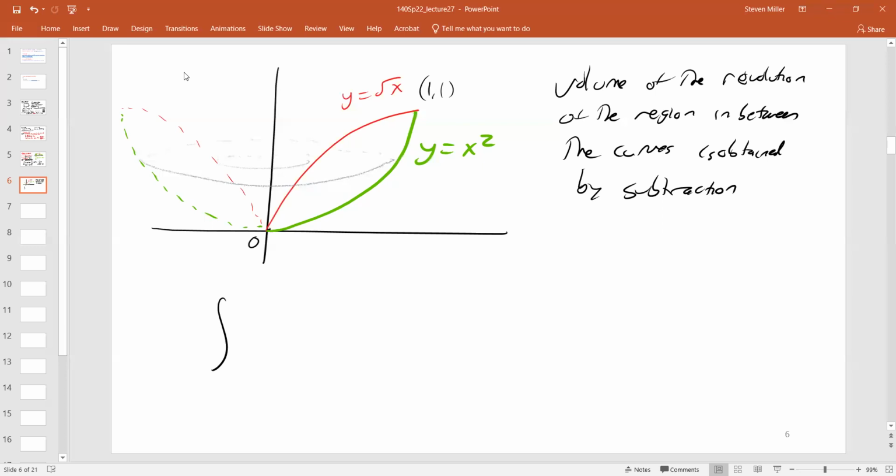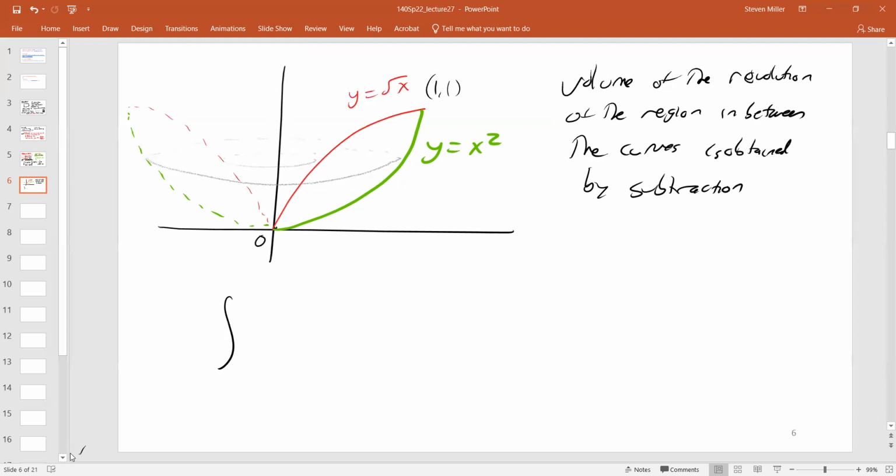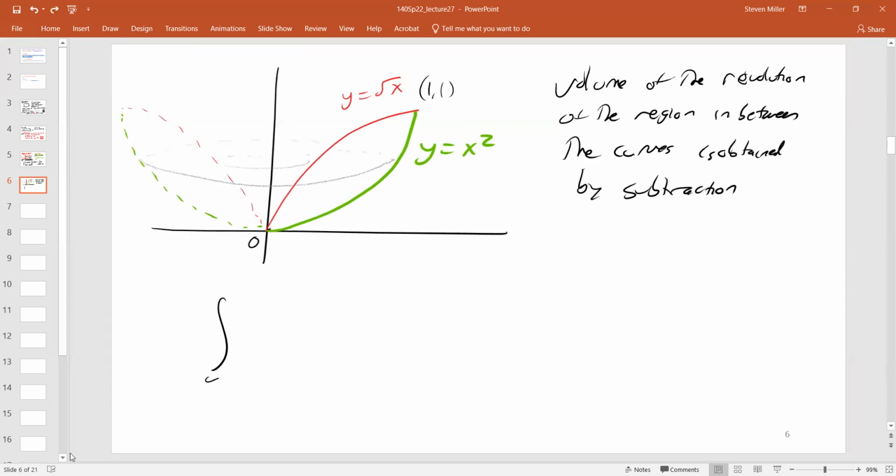So are we going about y varying or is x varying? Y, right? We're rotating about the y-axis, we're sweeping it around. So what's the range for y? 0 to 1. So y goes from 0 to 1, which is going to give me the larger volume, or the outside volume, the y equals x squared or the y equals square root of x? X squared. So it's going to be pi.